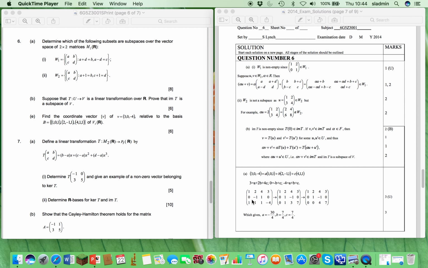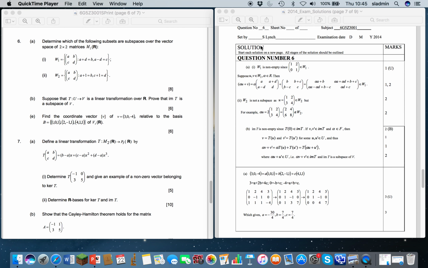So if we apply row reduction, then you can see that from here we get C is 7 over 4, and then we can back substitute to find B, and back substitute again to find A. And that concludes the solutions to question number 6.